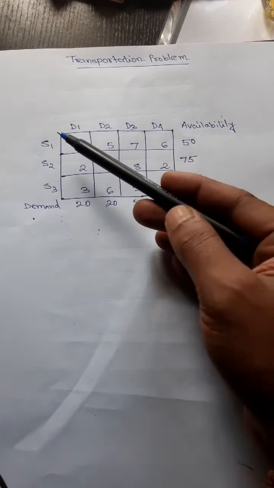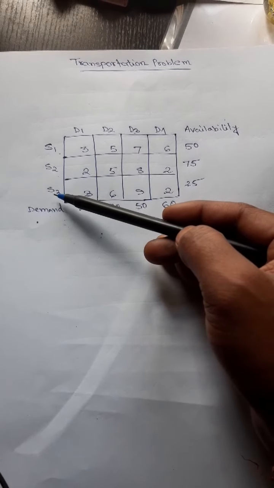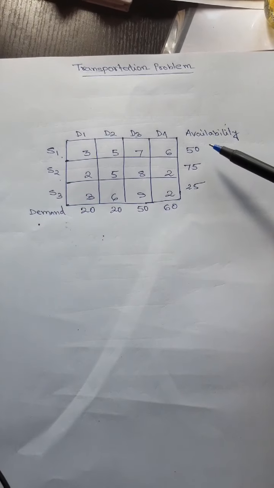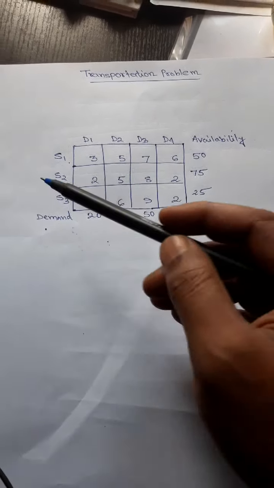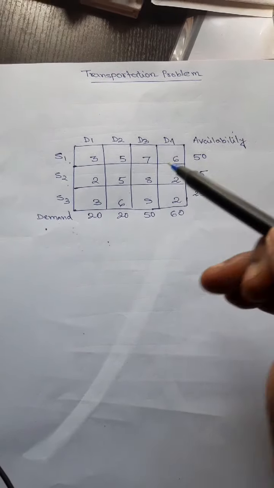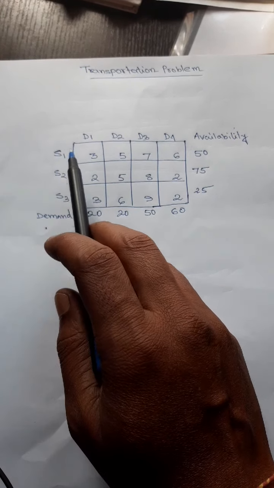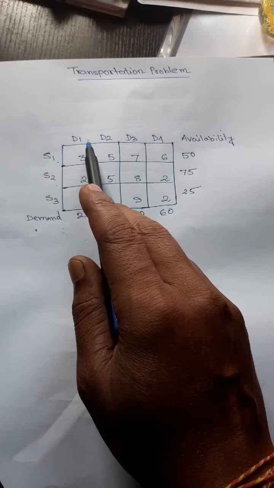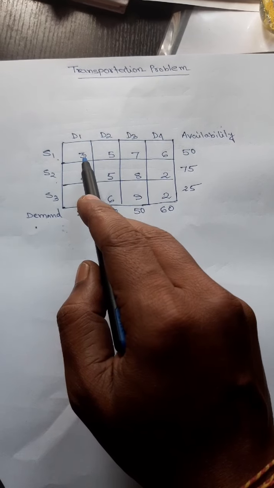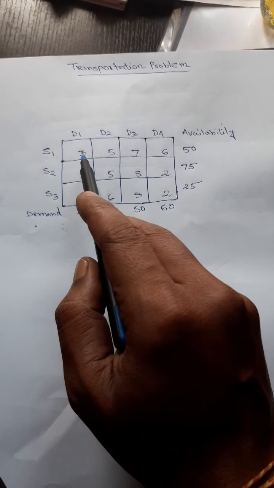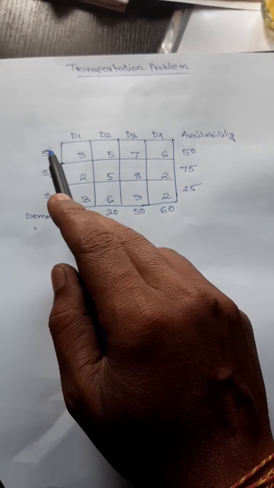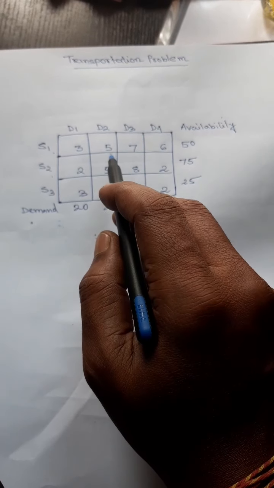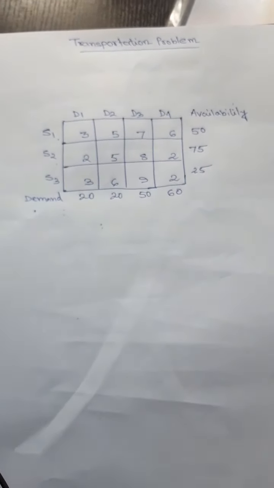Here we see that there are three supply points and four destination points, where the availability and the demand are also shown. The problem tells us that if we transport one product from supply point 1 to destination point 1, it will cost rupees 3 per unit. Similarly, if we transport the same product from supply point 1 to destination point 2, the per unit transportation cost will be rupees 5.